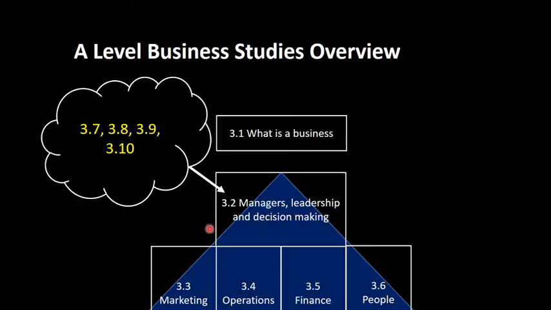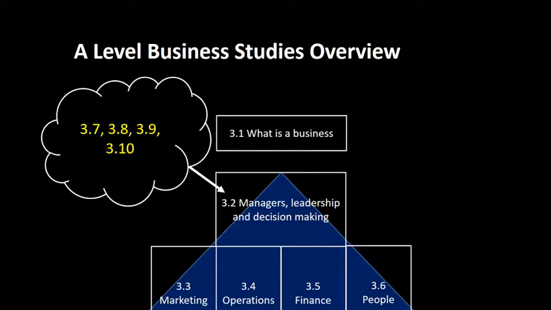Then 3.2 gives an overview of managers, leadership and decision making, things like leadership styles, decision trees, how managers make decisions, etc. And then we go down into the different functional areas and look at how each of these functional areas operate. How do we judge the success of these functional areas? How do these functional areas help deliver an organisation's objectives? And how do the functional areas, most importantly, work together to deliver the corporate objectives?